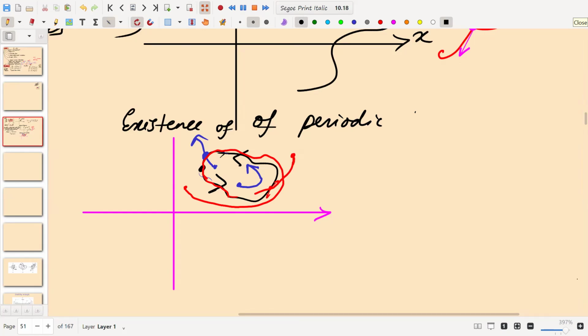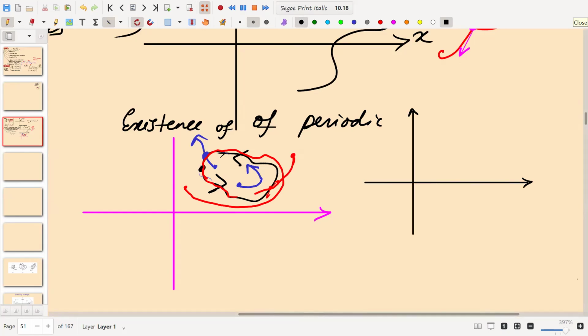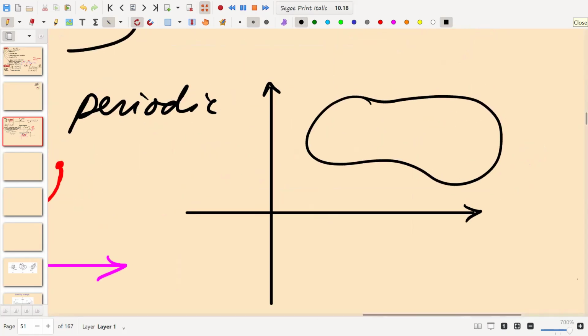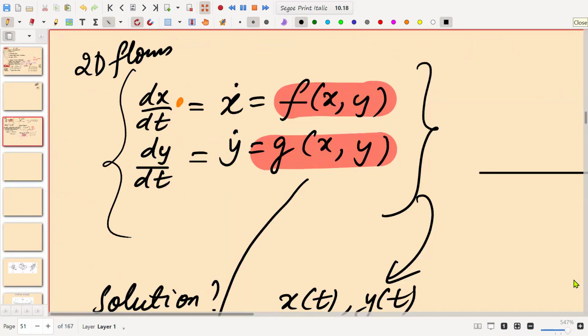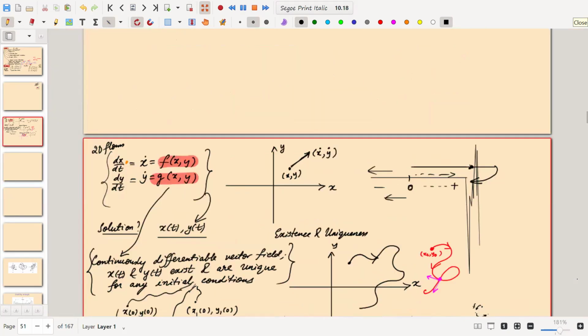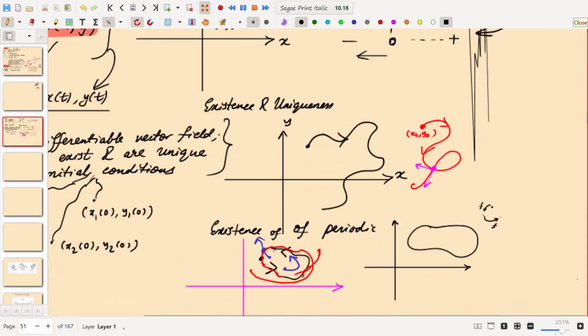Okay, so we'll start again. You understood that they cannot intersect. Suppose this is that periodic orbit. Why is it a periodic orbit? In discrete maps, you had discrete points like this, right? You started from one point, applied the map F, applied the map F again, and you come back to the same point again.